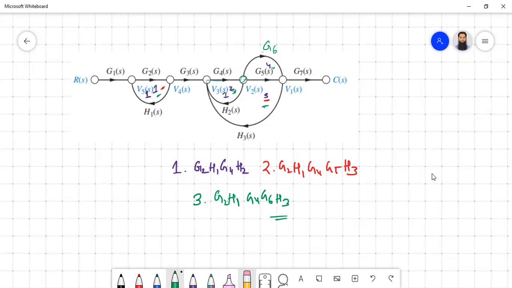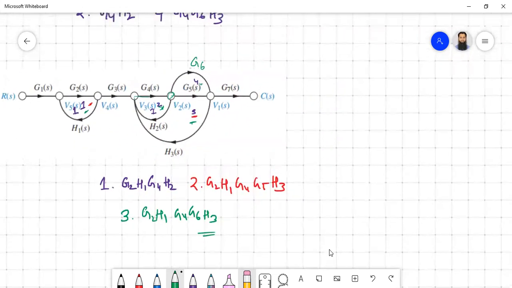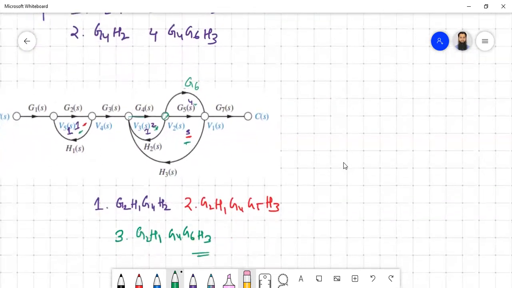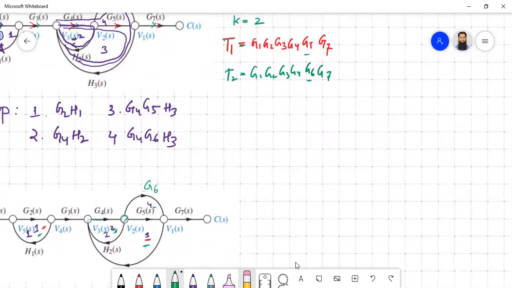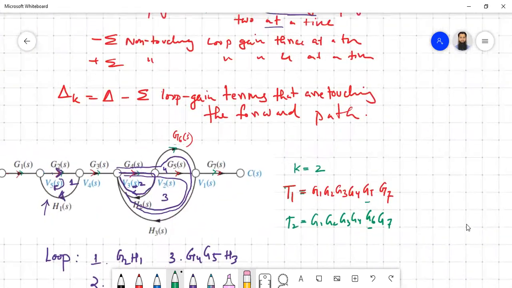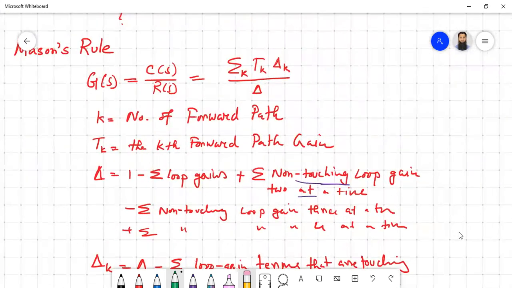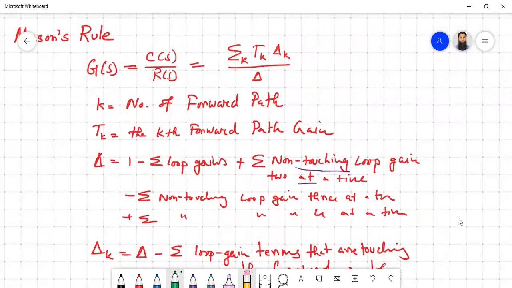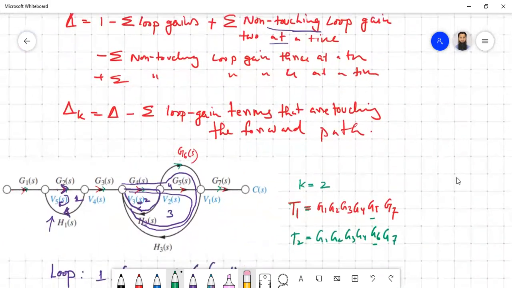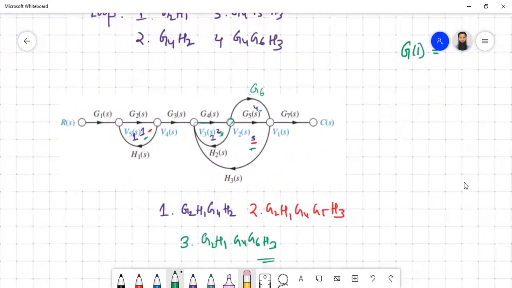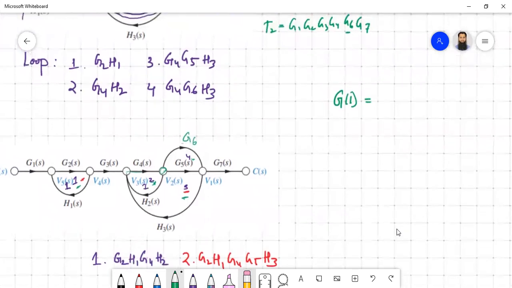So what is your transfer function? The transfer function g of s is basically the summation of T and del. Okay, so one thing we haven't calculated is del k. So del k, we have to find out del. What is del? So del is basically, let's write it here, it will be easier.